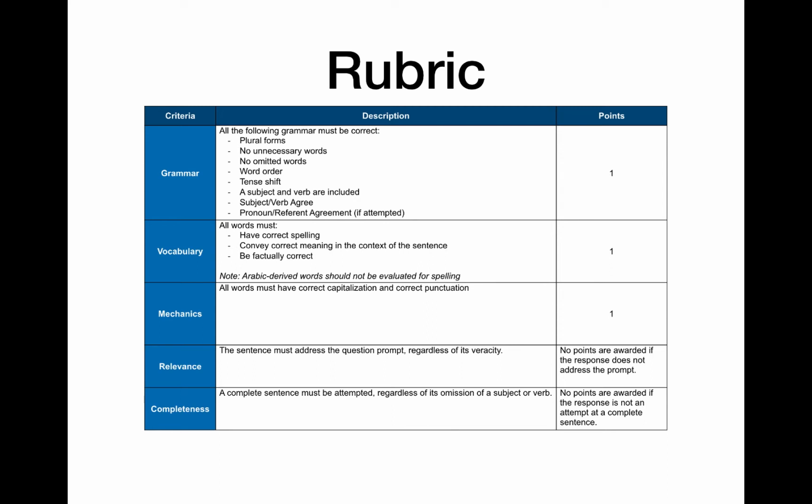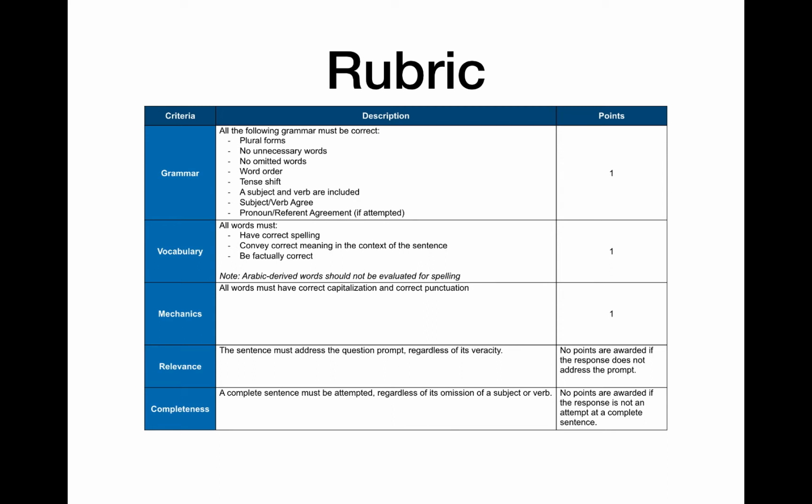Now let's look at vocabulary. For vocabulary, it says that all words must have correct spelling, convey correct meaning in the context of the sentence, and be factually correct, with an additional note that Arabic-derived words should not be evaluated for spelling. Now, if the trainees get all of these aspects of vocabulary correct, they will receive 1 point for vocabulary, and if they get any of these aspects incorrect, they will receive 0 points for vocabulary.